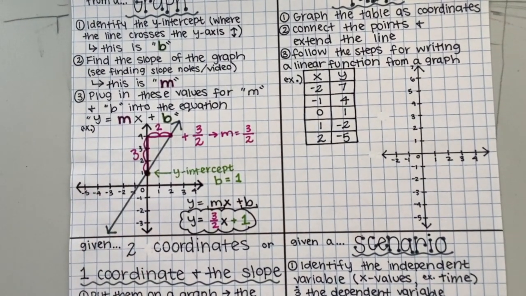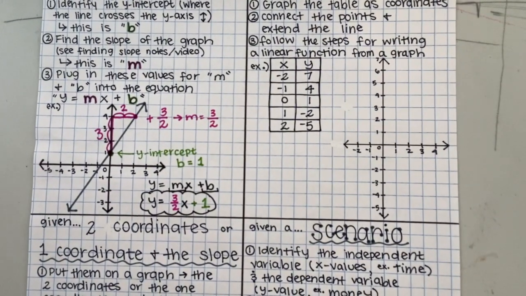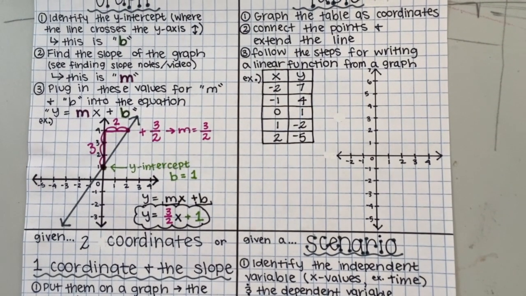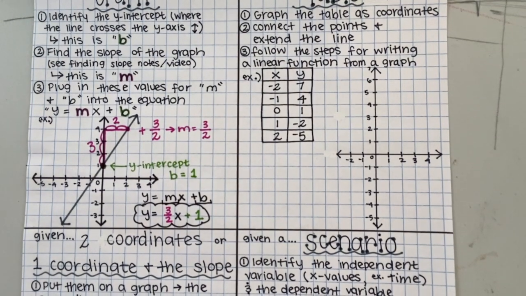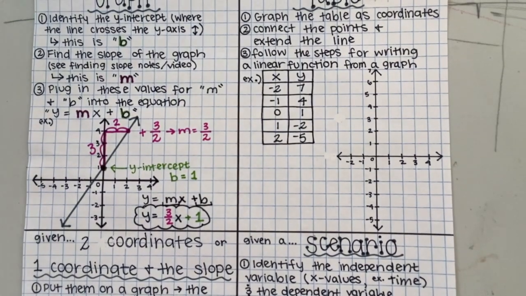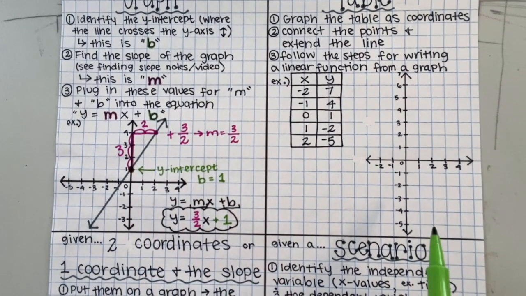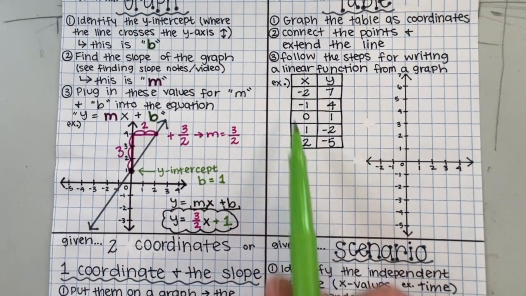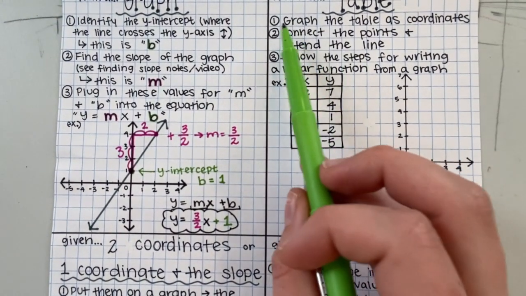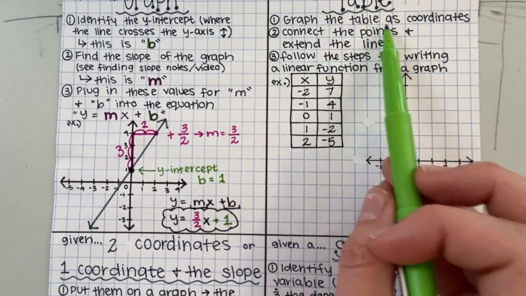Another thing that we can use in order to write an equation is a table. So my process, like I've said in other videos, is I like to have as few steps memorized as possible. So I try and turn everything to be in the same format. So if I'm given a table, what I want to do is just create a graph because I'm already comfortable writing an equation given a graph. So why make it more complicated when I can just put these points on a graph to write the equation? So step 1 for writing an equation from a table is to graph the table as its coordinates.